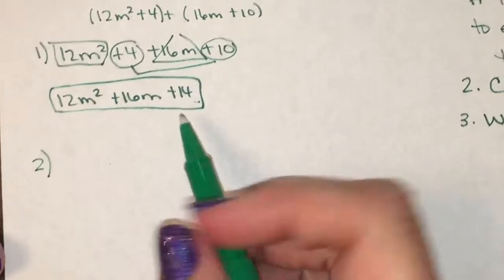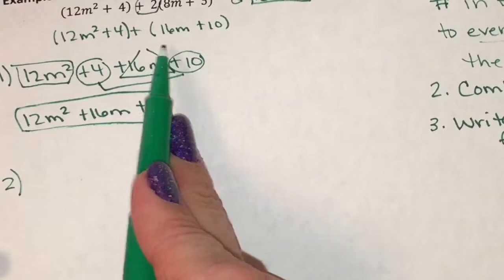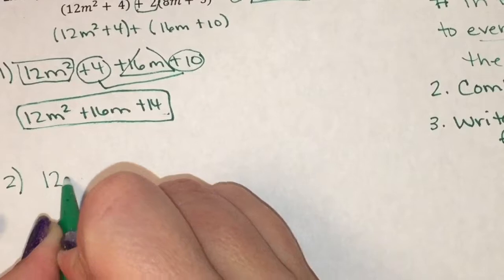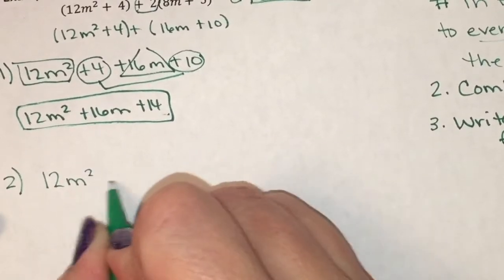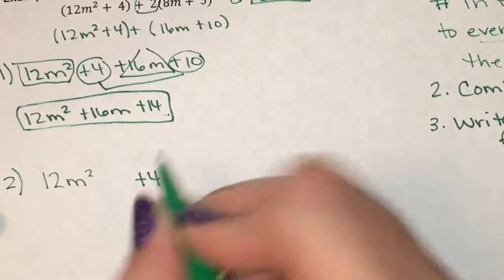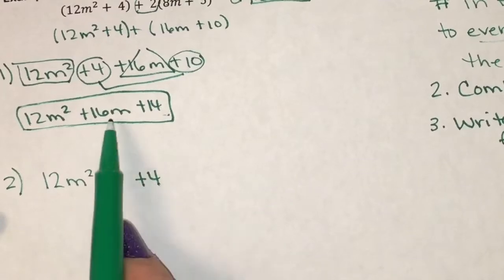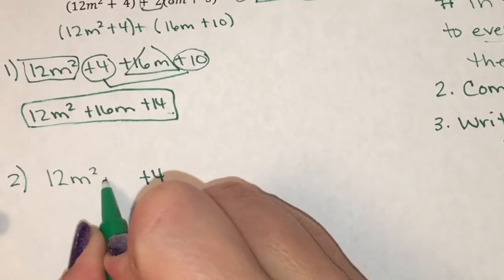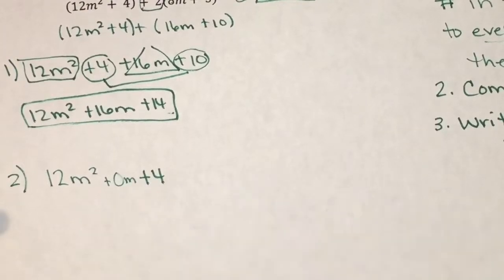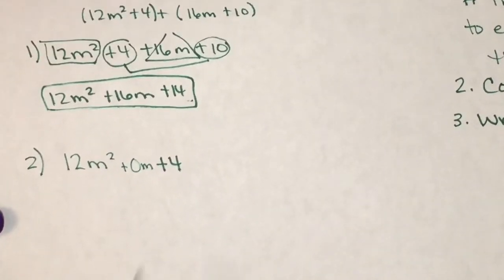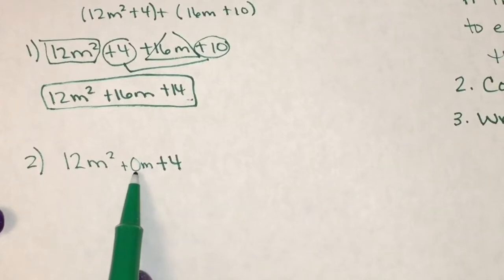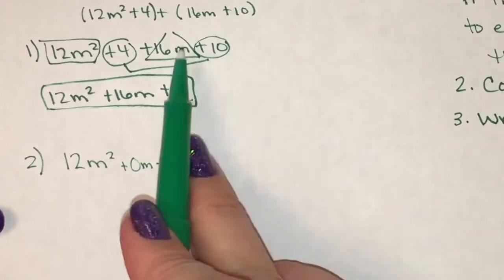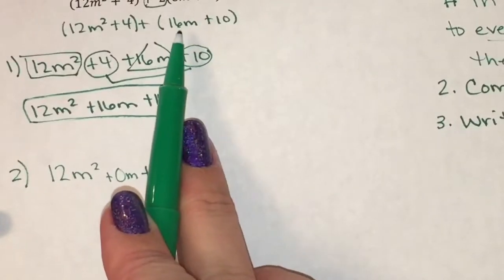So I'm going to take the polynomials that I have up here. So I'm going to say 12m squared, and then I'm going to skip a space and write plus 4. The reason why I'm skipping a space is I don't have any m's in this first term. So sometimes kids like to write a 0m in there to leave that space. There are no m's, which is why we have 0, but we want to leave the space because there are m's up here in this second term.